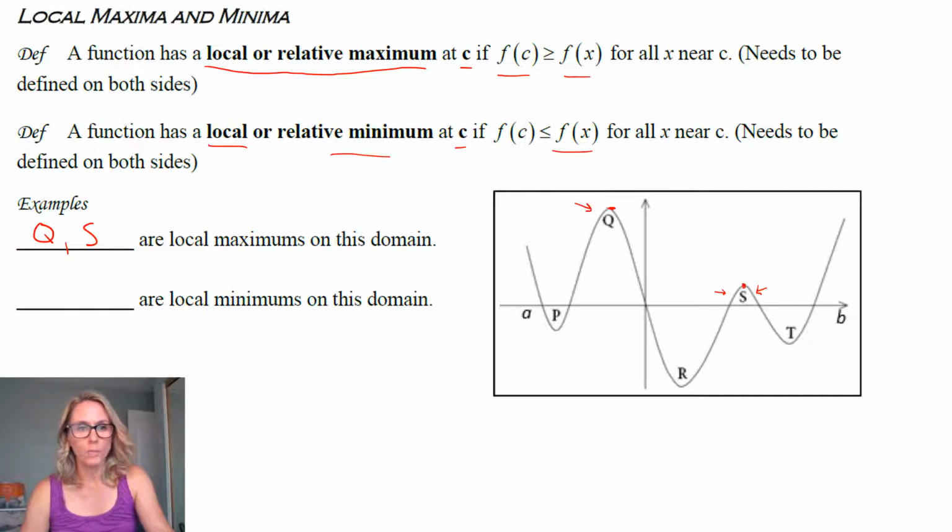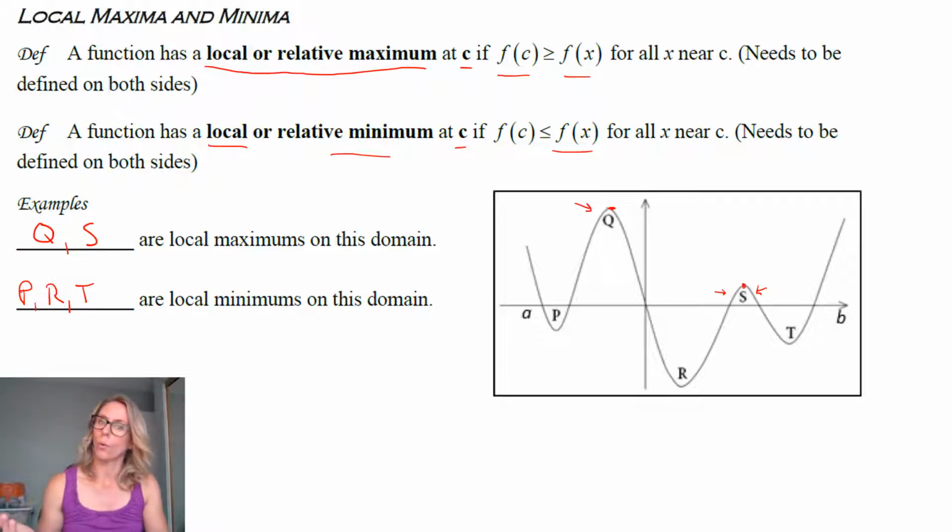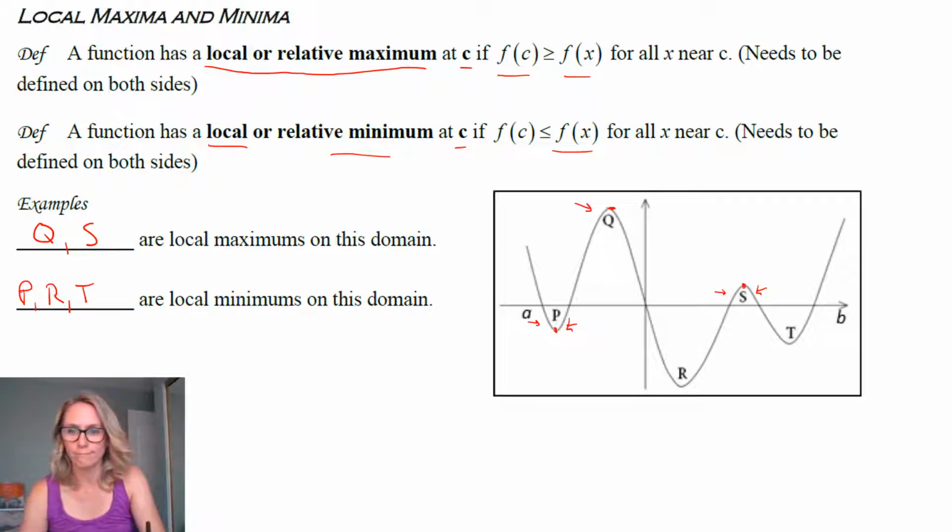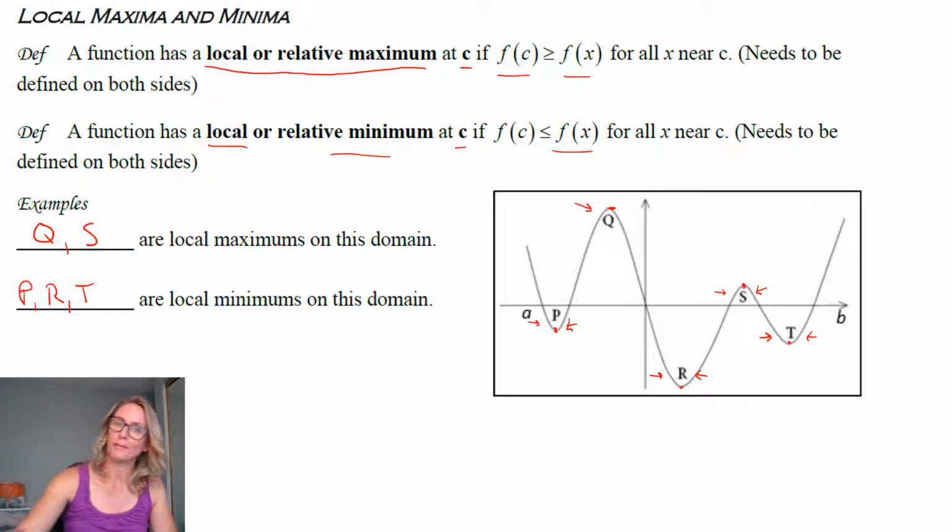For the local minimums, you can see that yes, P, R, and T are all local minimums. And that is simply because wherever that value is, right in the middle there, all the y values around it are higher. They are bigger. So by definition, that's all you need to have a local max or a local min. So make a note, be able to recognize those when you see them.